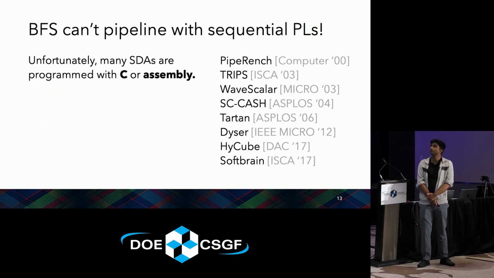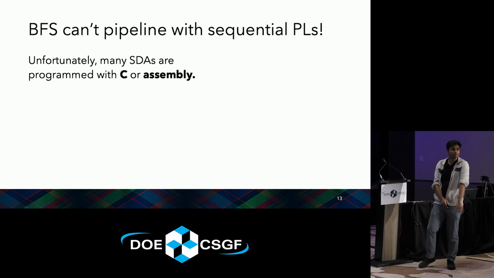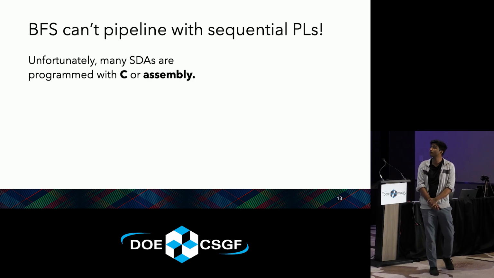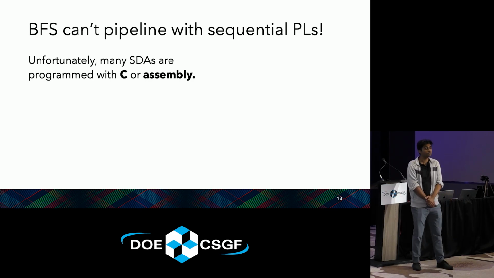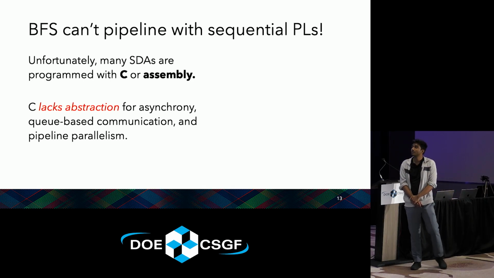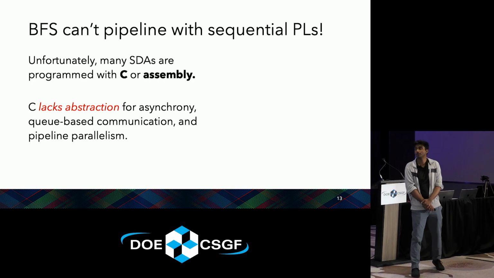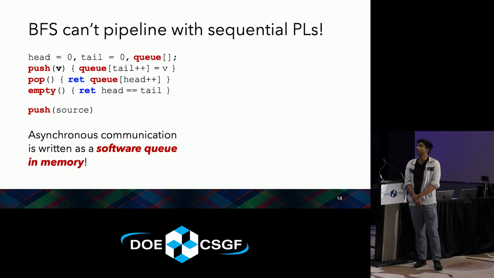But unfortunately, a lot of these programs are not handled well by SDAs. So the list of papers that went off on the right here are examples of SDAs that use C or CPU-like assembly to program their hardware. C lacks abstraction for data flow semantics, and so we can't represent this code well. And so this manifests in a few ways.